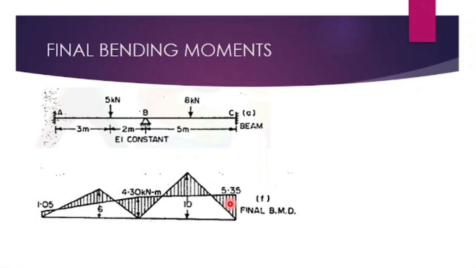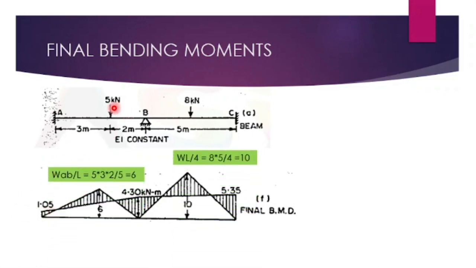After getting that moment, you can draw the bending moment diagram. What is the value? At joint A it is 1.05, at joint B it is 4.3, at joint C it is 5.35. So you can connect all the lines. This is the negative moment. How will you find the positive moment? Consider it as simply supported. So the formula is WAB by L, and for B to C it is WL by 4. So you will get this value. This is the net bending moment.